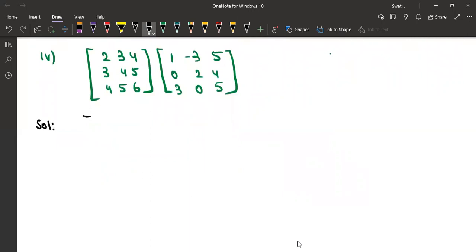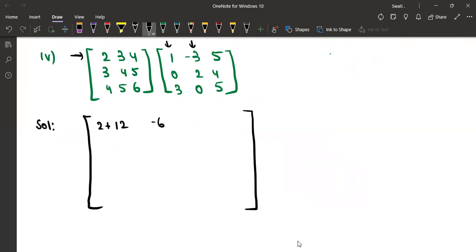So I'm just going to write down here. The first entry is going to be the first row and the first column. So 2 times 1 is 2, plus 3 times 0 is 0. No need to write that down because it is not making any difference. 4 times 3 is 12. Second entry is going to be the first row, second column. So 2 times -3 is -6, and then 3 times 2 is 6, and then 4 times 0, no need to write down. Next will be first row and third column. So 2 times 5 is 10, plus 3 times 4 is 12, plus 4 times 5 is 20. Next is second row, first column. So 3 times 1, 3.